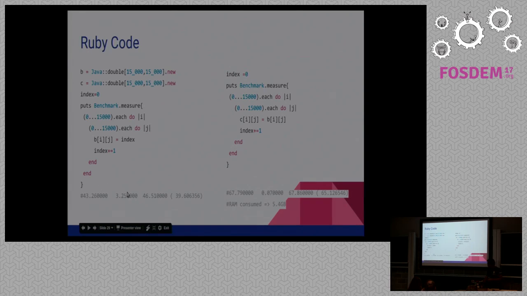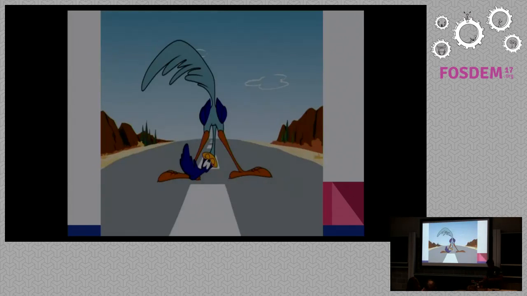I benchmark this code, where I initialize the value of this matrix as the index. This takes me around 39 seconds, and then next I iterate over two arrays, where I just copy the elements of one array into another. This takes me around 65.12 seconds and 5.4 GB of RAM. So when you have such a large matrix, your RAM and your CPU will already be consumed by that time, and you can't do it for any number crunching program.